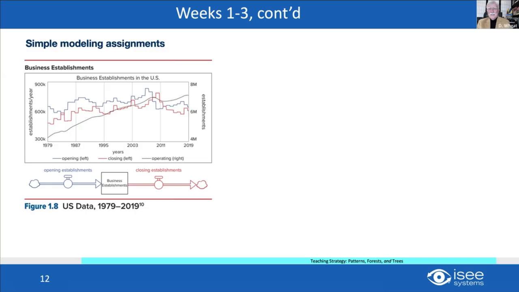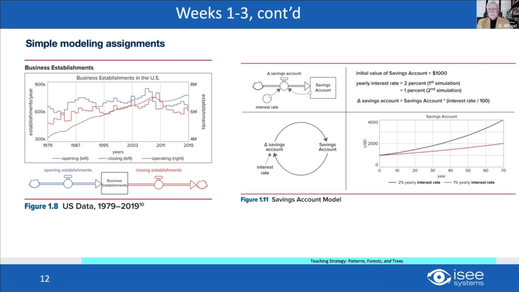And so the students can begin to see that whenever the blue curve is higher than the red curve, the stock is going to be rising. And then if the reverse is true, the stock will dip. And there are 2 or 3 points along that 40-year period where the outflow is greater than the inflow. More businesses were closing than opening, and that's evident in the behavior of the stock.